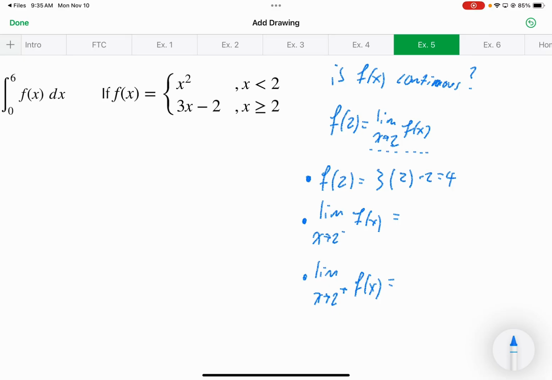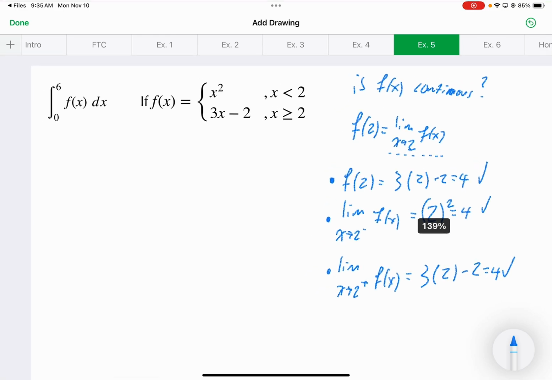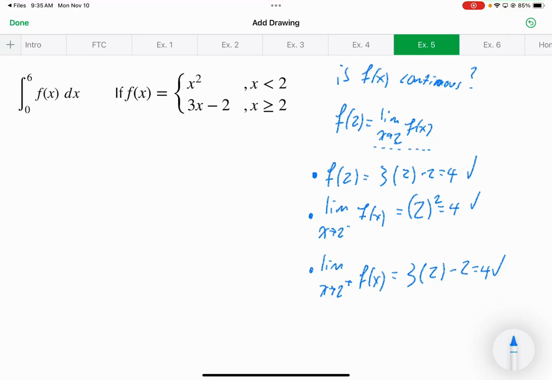All right, from the left, that would be into x squared, right? So then 2 squared is going to give me 4. Nice. 2 out of 3 ain't bad. And then if I plug it into the bottom, well, that's how I found the evaluation in the first place. So it's going to give me 4, of course. So f of x is continuous when x equals 2. So I can proceed with taking my antiderivative. But I should do so in pieces.